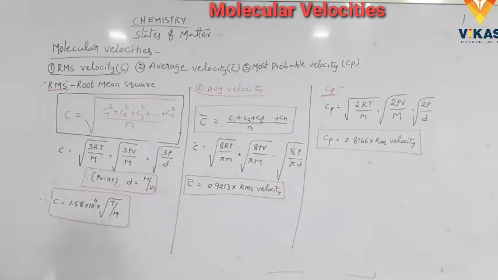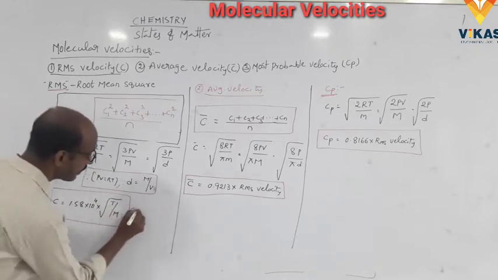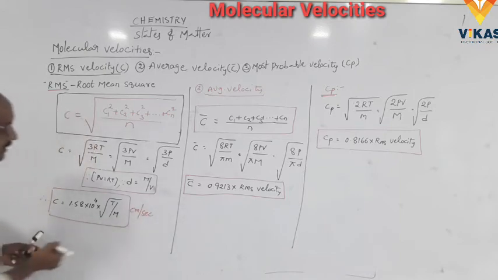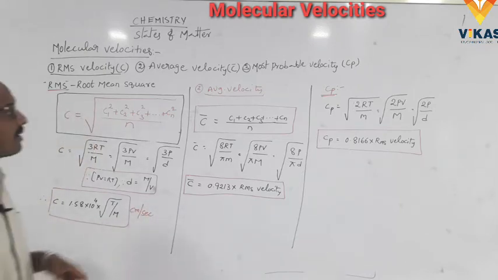So finally, the RMS velocity value is C is equal to 1.58 into 10 to the power of 4 into the square root of T by m. Substituting the values, we get 1.58 into 10 to the power of 4 into the square root of T by m centimeters per second. And next one, average velocity.